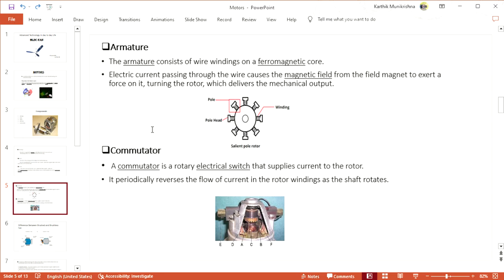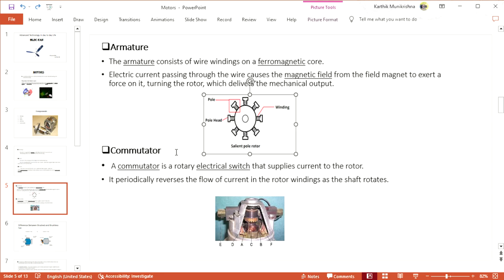Armature. The armature consists of wire windings. If you see this figure, guys, we have a pole. Inside that, the winding will be looped by the rotor. This we can call a salient pole rotor.